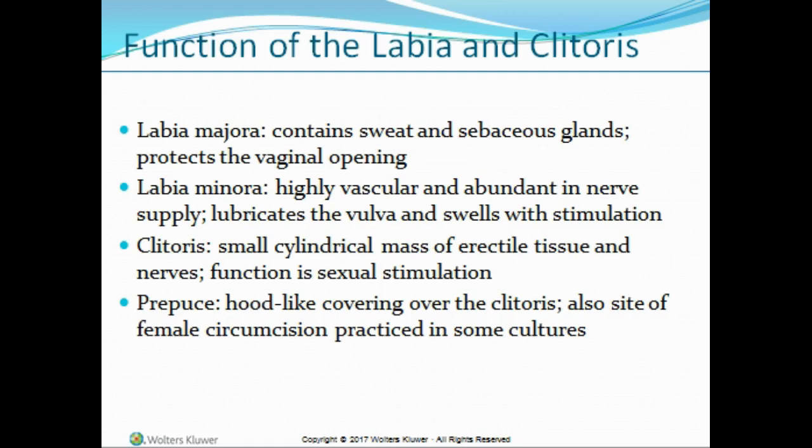This describes the function of the labia and the clitoris. Your labia majora contains sweat and sebaceous glands. It protects the vaginal opening. The labia minora is highly vascular and is abundant in nerve supply. It lubricates the vulva and swells with stimulation. The clitoris is a small cylindrical mass of erectile tissue and nerves, and it functions in sexual stimulation. The prepuce, or the hood-like covering over the clitoris, also is a site of female circumcision practiced in some cultures, and we'll talk about infibulation when we talk about violence.